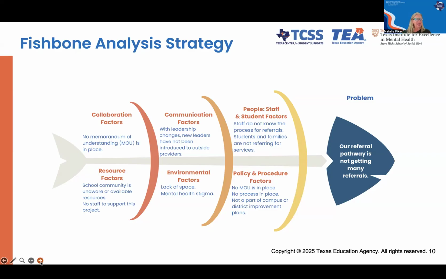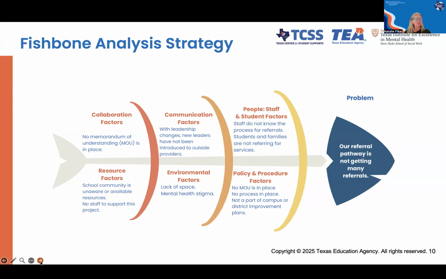Potential communication factors could be many leadership changes with new leaders that have not been introduced to outside providers, or staff that have not been trained on the referral process. People factors, including staff and students, could include staff are unaware of the referral pathway process and students and families are not referring.